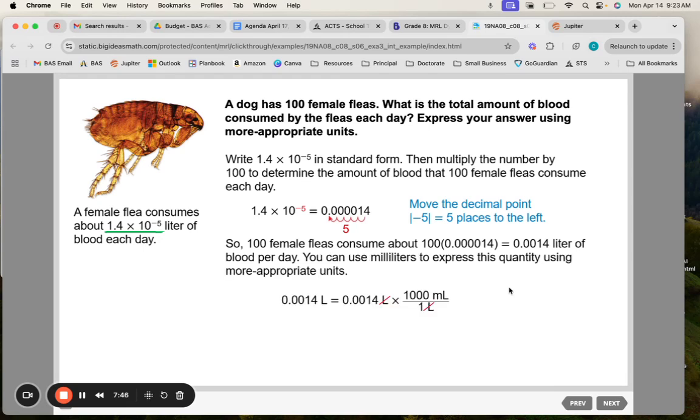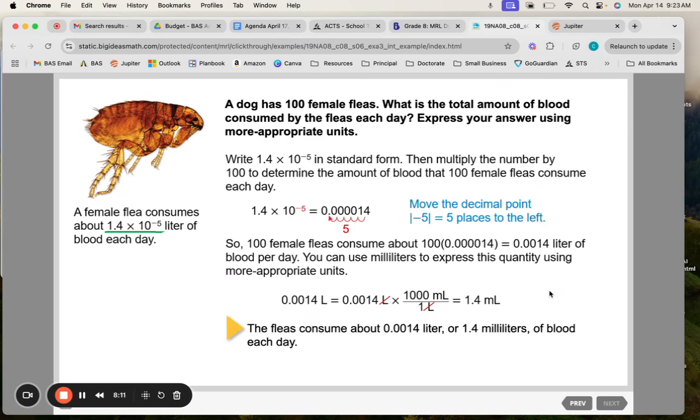You can also change it to milliliters. Shouldn't it just be 1.4? No, you had it right, 1.4. So we're going to multiply it times 1,000 milliliters to change it to milliliters. So 100 female fleas drink 1.4 milliliters of blood each day. That's actually not a lot.